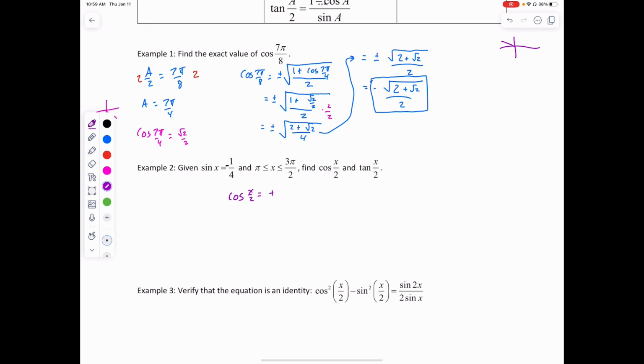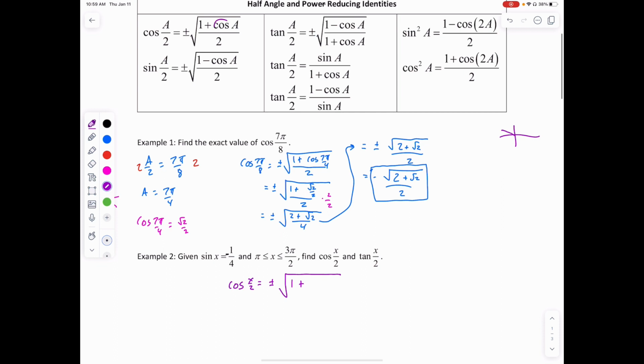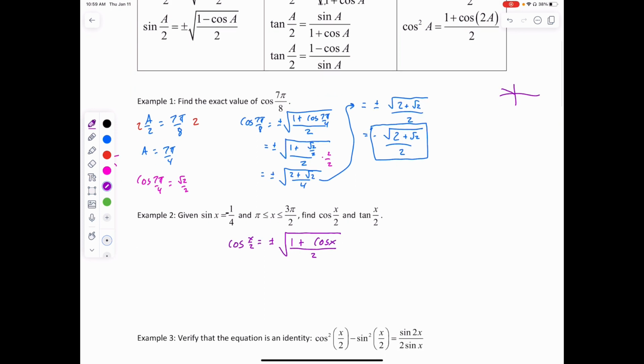It should be plus or minus the square root of 1 plus, looking at this formula, the cosine of just x, all over 2. So we need to know what the cosine of x is to do this problem. Let's take a step back for a moment and see if we can figure that out. We know the sine of x is negative 1/4. So I'm in the third quadrant, like the problem gave me.